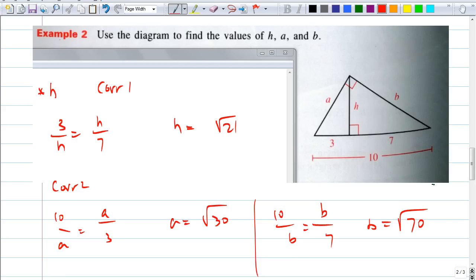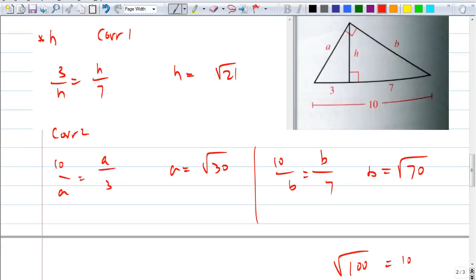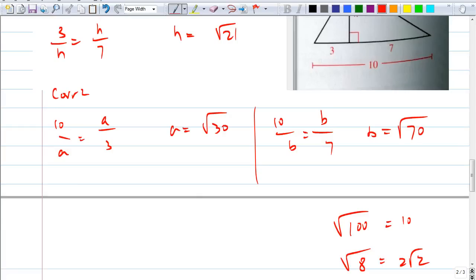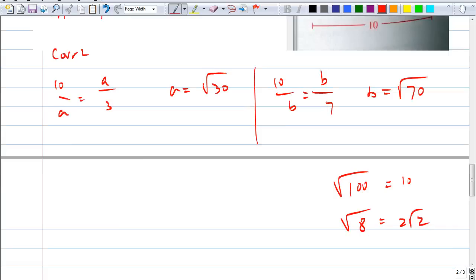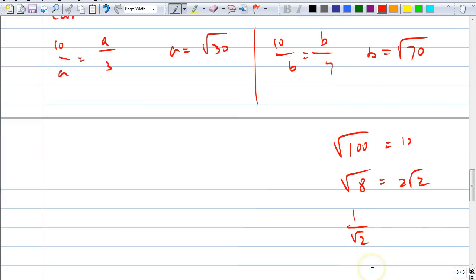Question? Good question. I was going to actually talk about this, guys. As you did in your algebra review from last night's homework, if I get square root of 100, are you going to leave it as square root of 100? No, you're going to simplify this. If you get square root of 8, are you going to leave it as square root of 8? No. What if you get 1 over square root of 2? Are you going to leave it this way? No. How are you going to simplify?